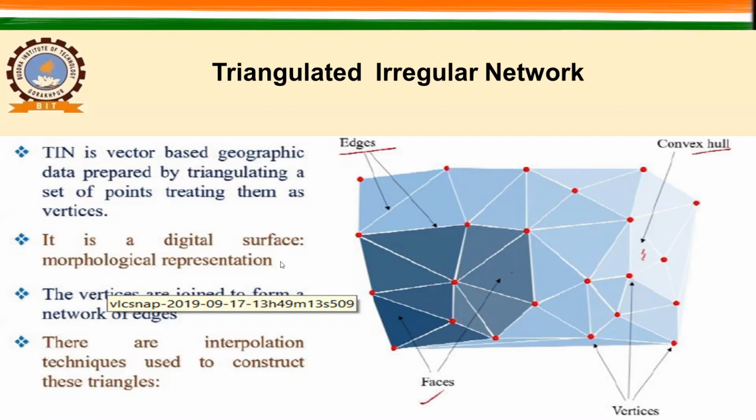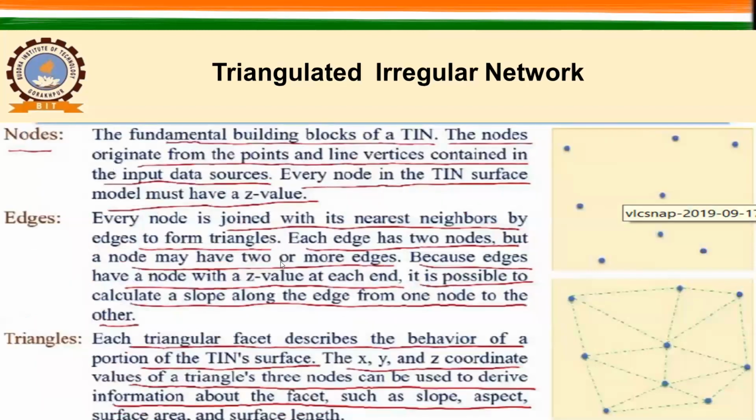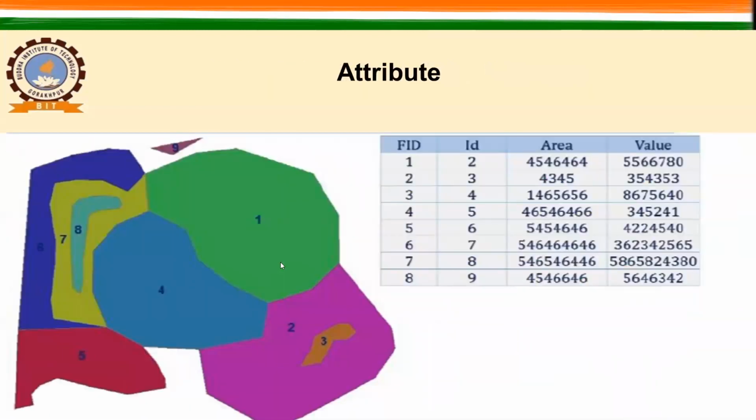Now this TIN is very important in generating the digital elevation model, or for the parameters which you have collected or wanted to interpolate. So this triangulated irregular network is very nice. And the next topic which I have covered was attributes. All these data sets, raster, vector or TIN, can have an attribute table attached with the main file.